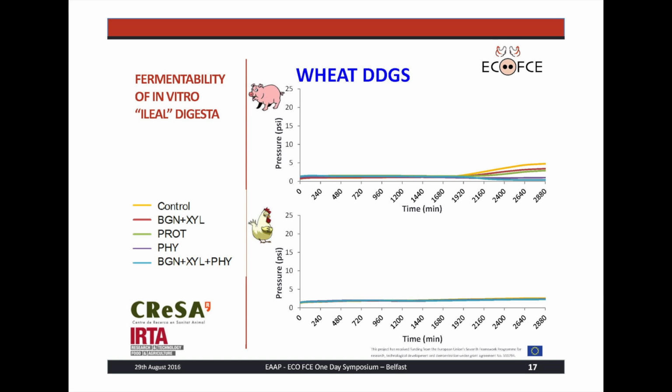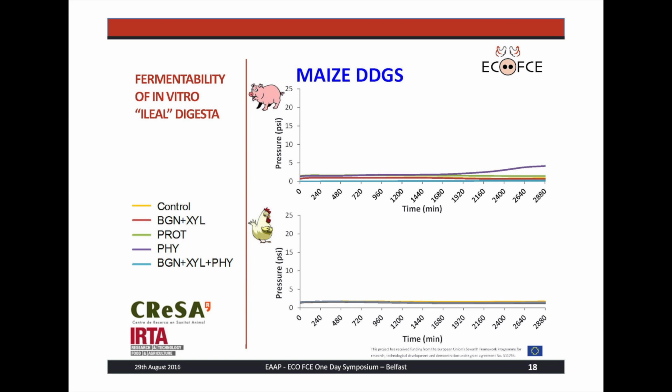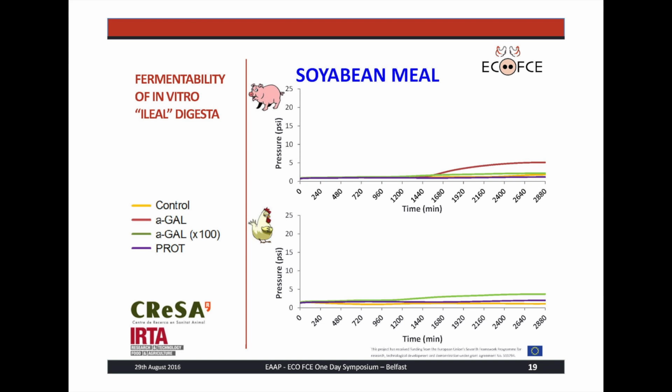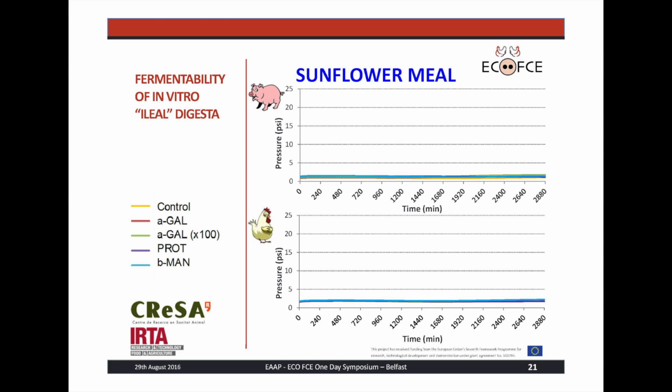And with the poultry approach, there is no difference. For the maize, it's the same. You can see with the pig, there's a slight increase with the phytase, and with the poultry, it's hardly any difference. Soybean meal, again, with the alpha-galactosidase seems to encourage a little bit of fermentation with the pig incubation, and here with the poultry as well. It looks like alpha-galactosidase might help fermentation. Rapeseed meal is hardly any different, and sunflower meal is hardly any different either.